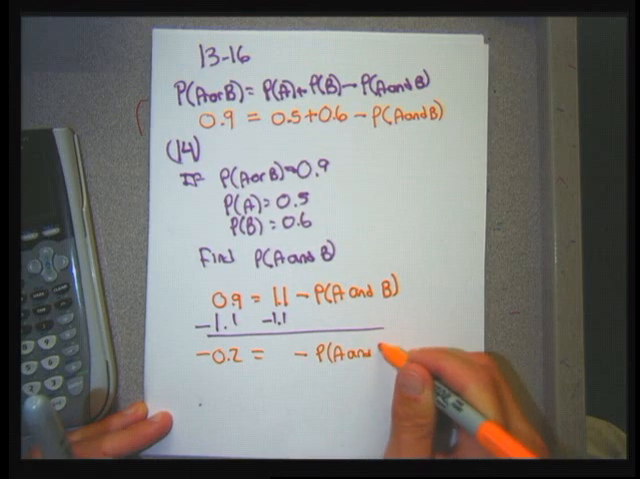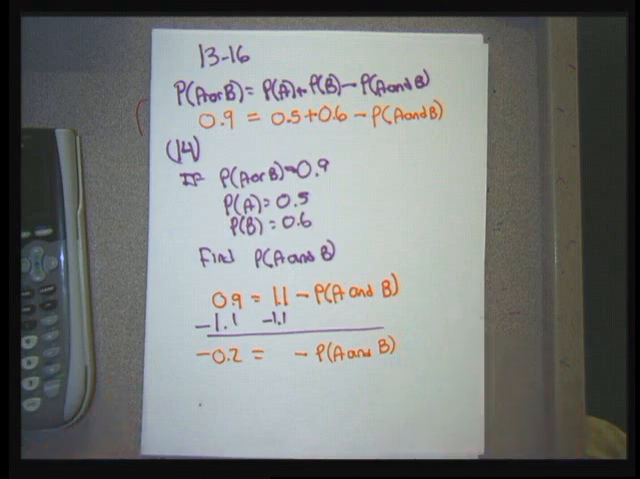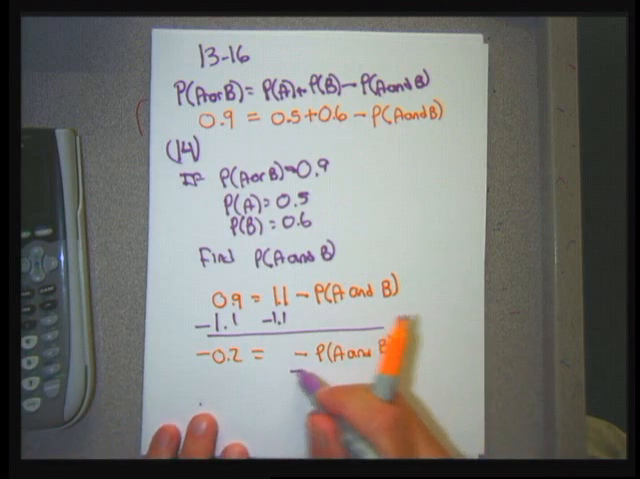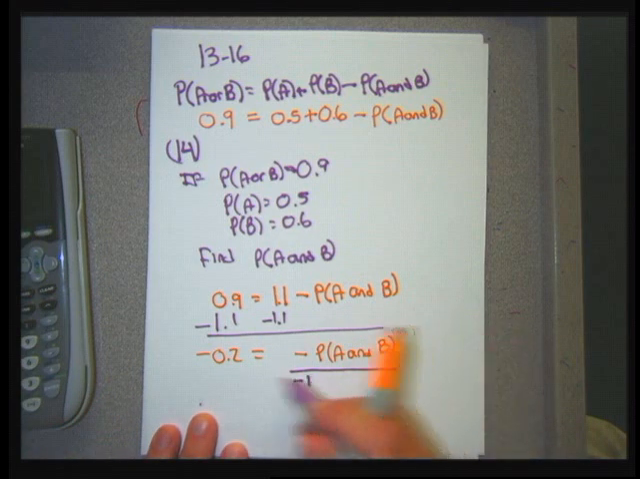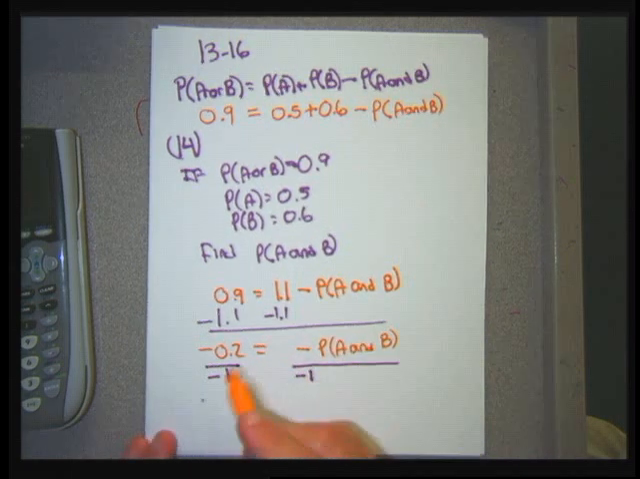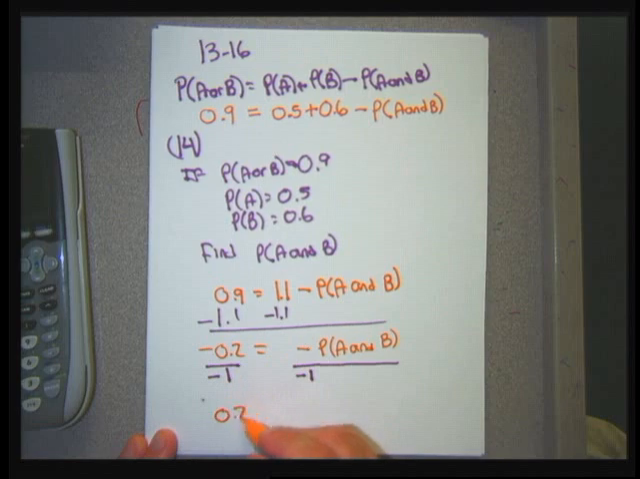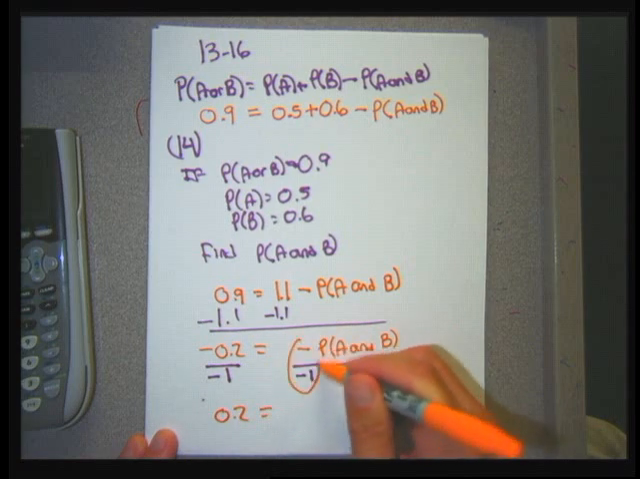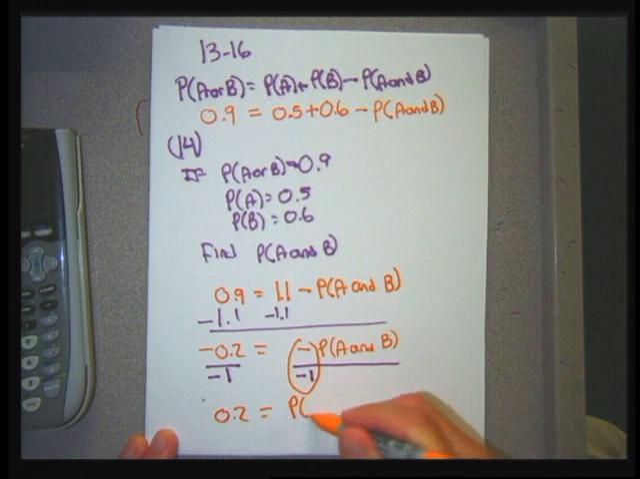All probabilities have to be between 0 and 1. To get this probability of A and B solved for, I'm going to divide both sides by a negative 1. On the left side, the 2 negatives will cancel, I'll get a positive 0.2. On the right side, these 2 negatives will cancel, and I'll get the probability of A and B.